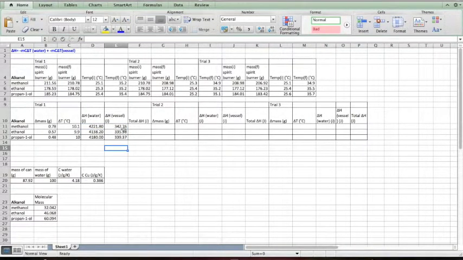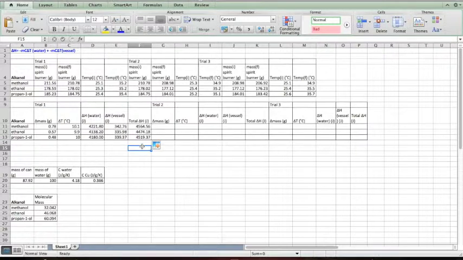Okay, so once I've got my delta H for the water and for the vessel, then I can simply add those together. So equals, click that cell, then I'm going to add it to this cell, enter, and I can drag those numbers down and the equation will drag down. So that's the quick way of doing equations in Excel.